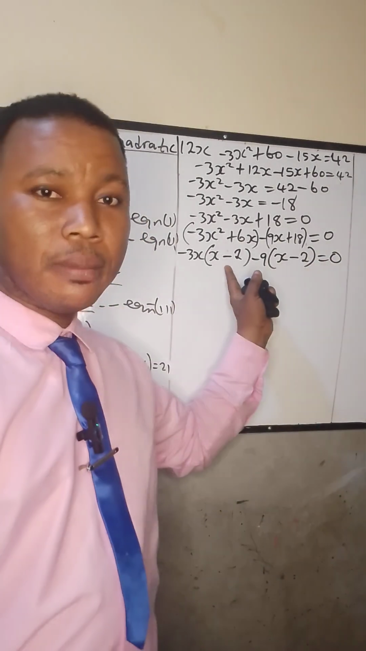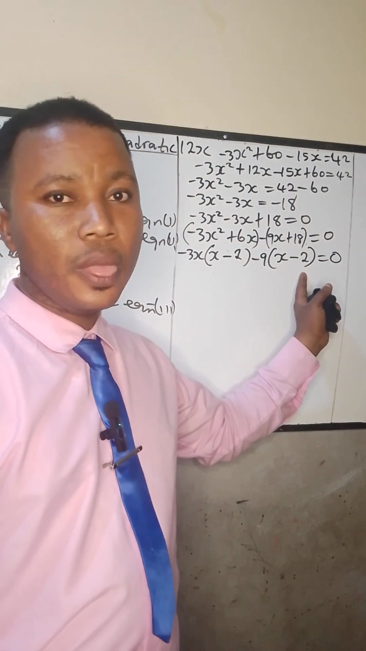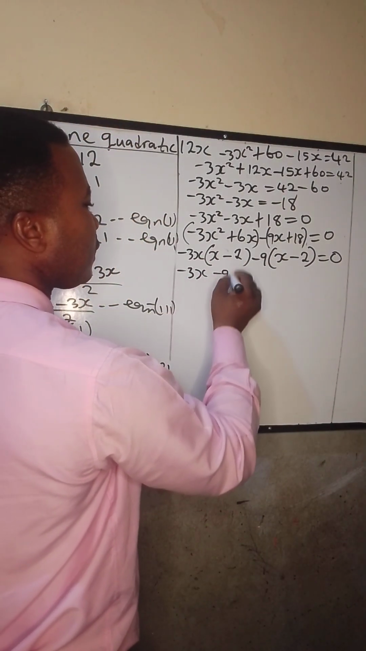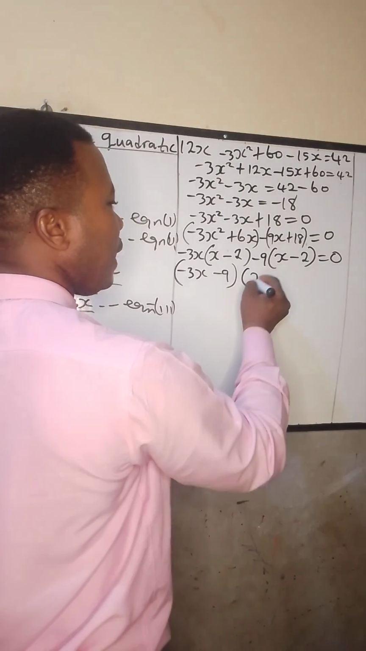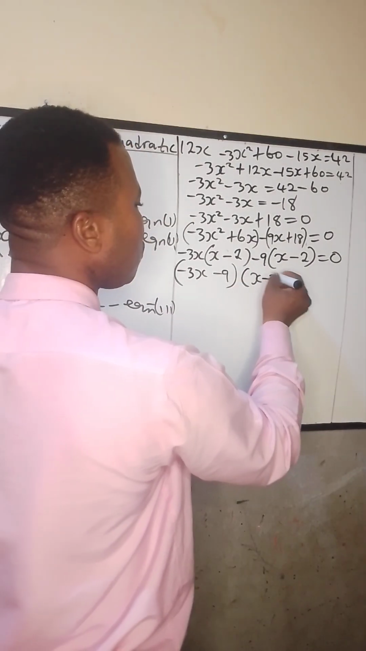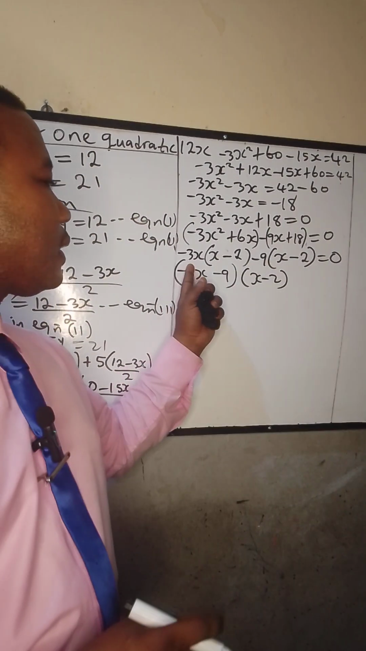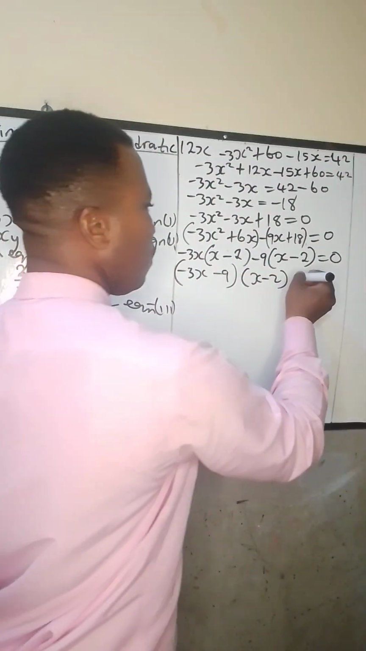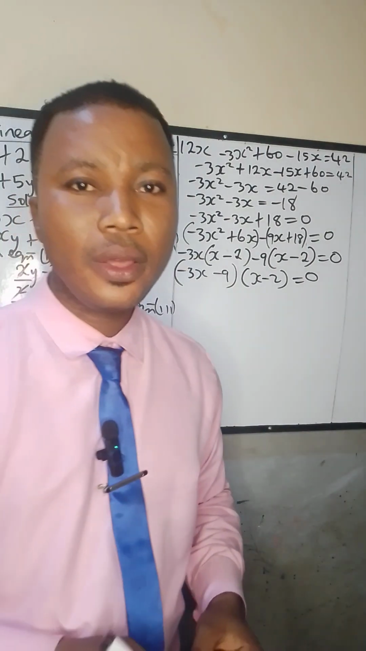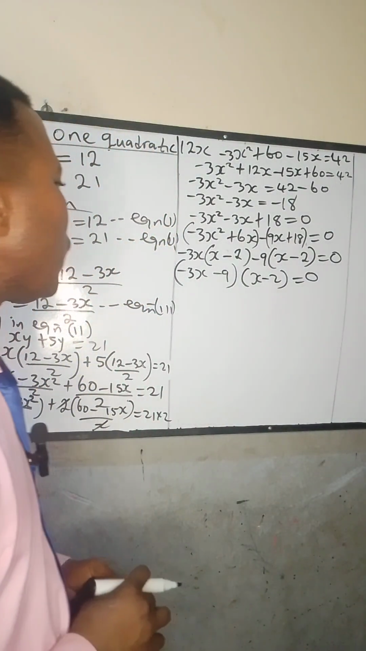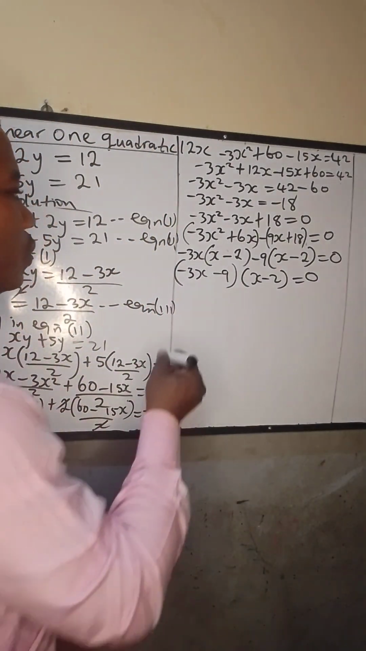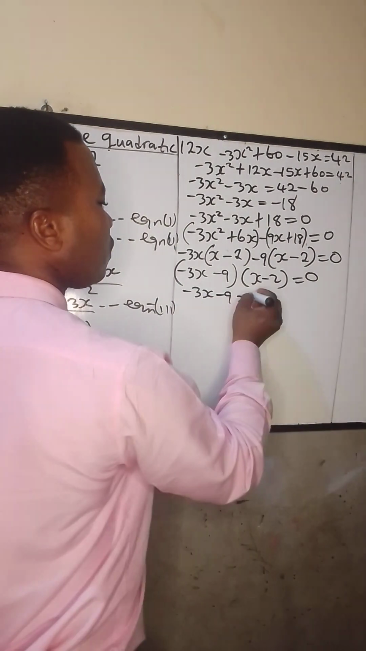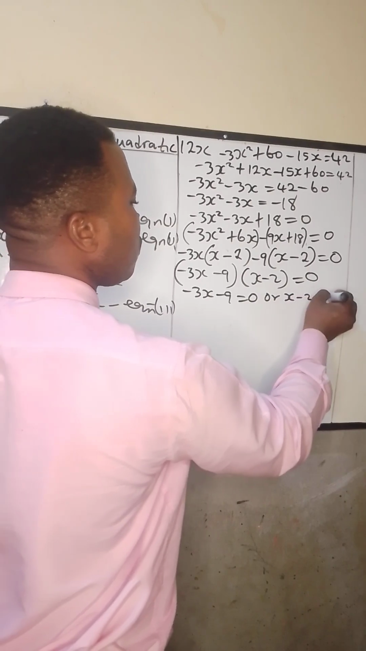Whatever we get inside here must be the same thing with this. Okay, so in that case here we now have minus 3x minus 9, and also we have x minus 2. I'm taking this to give us 1. Then this, we can take one of these, is equal to 0. Are you following? Okay, so in this case now, what do we have to do? This now becomes minus 3x minus 9 is equal to 0, or x minus 2 is equal to 0.